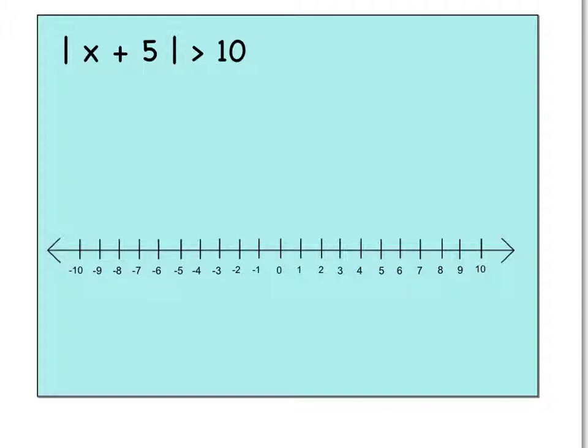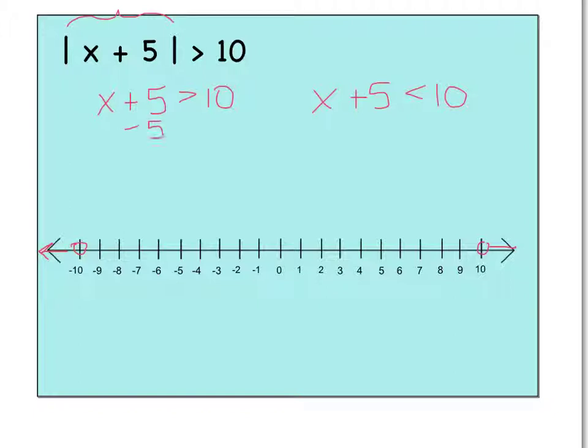Over here, what this means, again, is that this distance, this x plus 5, has to be from here over. So this x plus 5 has to be greater than positive 10. And this x plus 5 would have to be less than negative 10 in order to get that distance from 0 that's greater than 10.